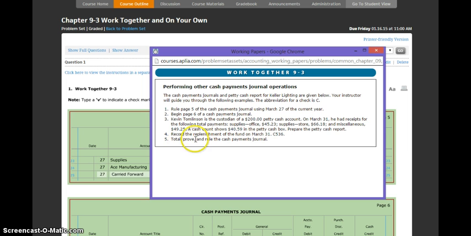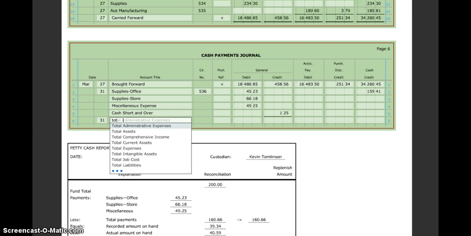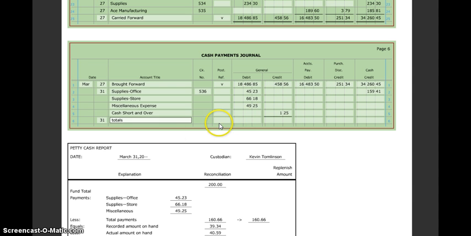Alright, the last instruction, total, prove, and rule the cash payments journal. So all we have to do is put the last day of the month, which is the 31st. We write the word totals. And we just start adding these three, or all the numbers going down the row. So starting right at the top, you add them all up to get your totals. So this column is going to be 18,647.51.